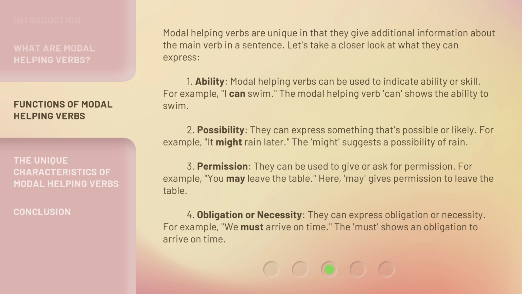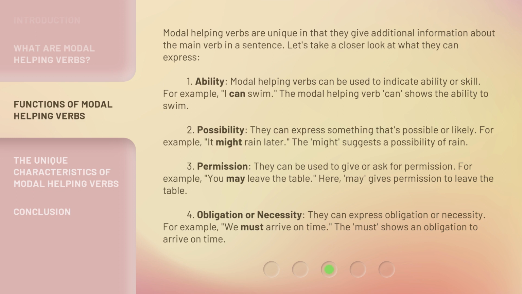2. Possibility. They can express something that's possible or likely. For example, it might rain later. The might suggests a possibility of rain. 3. Permission. They can be used to give or ask for permission. For example, you may leave the table. Here, may gives permission to leave the table.